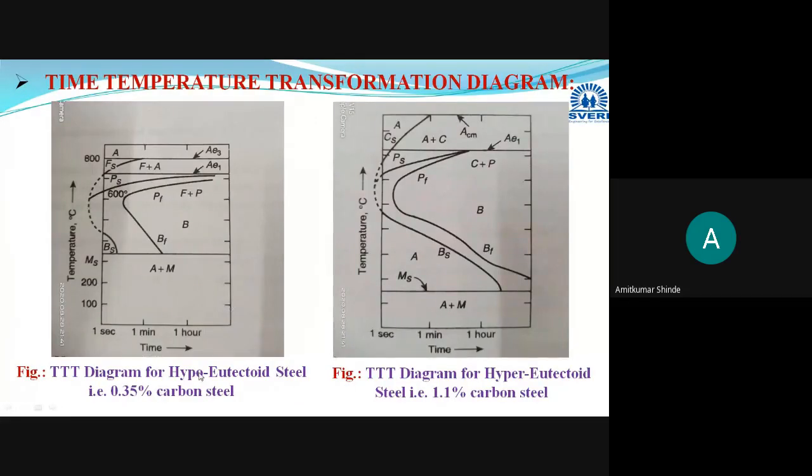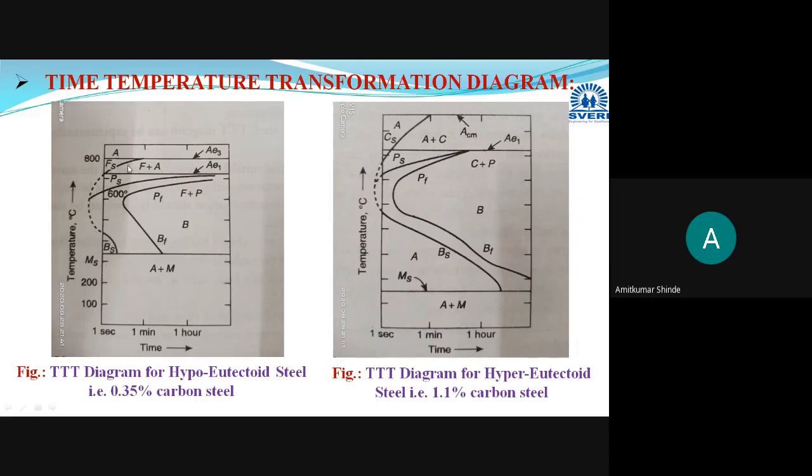For hypoeutectoid steel, the curve will be shifted, and here the A1 and A3 temperature lines will be there. For hypoeutectoid you have to show A1 and A3, and for hypereutectoid, A1 and ACM you have to show. You can take the reference of the iron carbide equilibrium diagram.